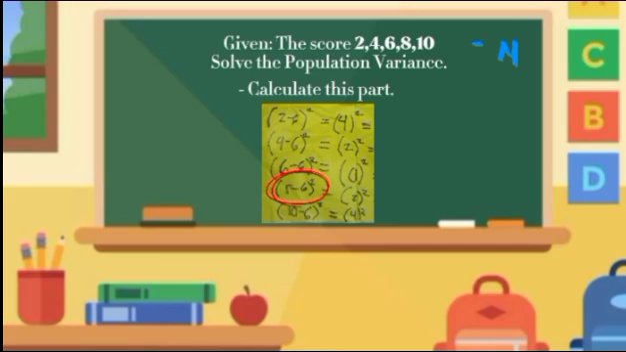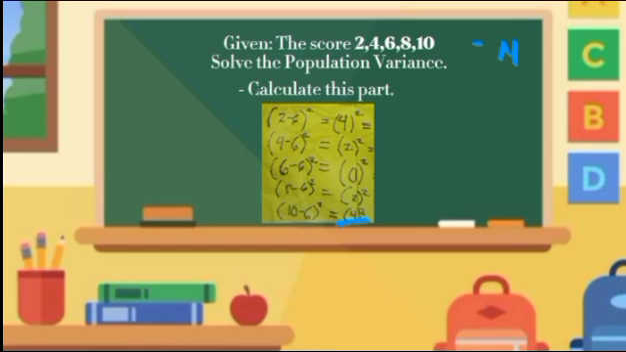Next, 8. 8 minus 6, close parentheses, squared equals 8 minus 6, 2. Very good. 2 squared. So 10. 10 minus 6, close parentheses, squared equals 4.